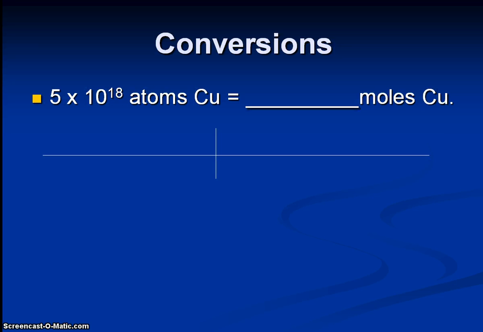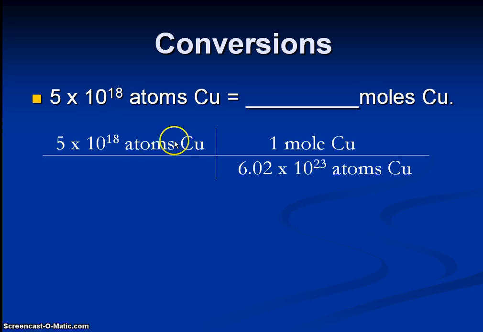Let's go backwards. If we start with 5 times 10 to the 18th atoms, this time atoms needs to be pulled down, and moles will be on top because that's what we're looking for. Notice that I plugged in 1 with the mole and Avogadro's number with atoms. Be careful when you type this in your calculator and make sure you put parentheses around Avogadro's number.